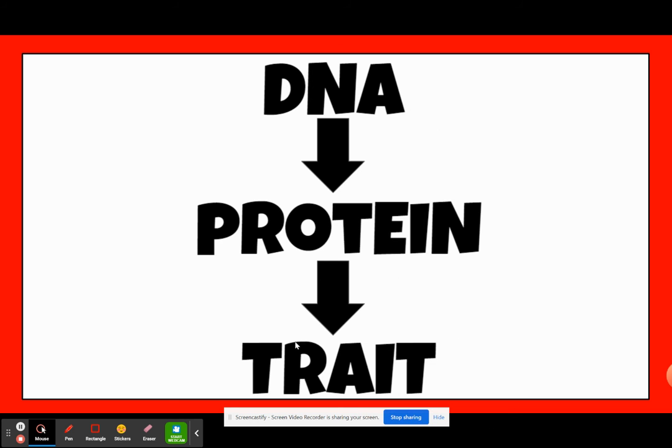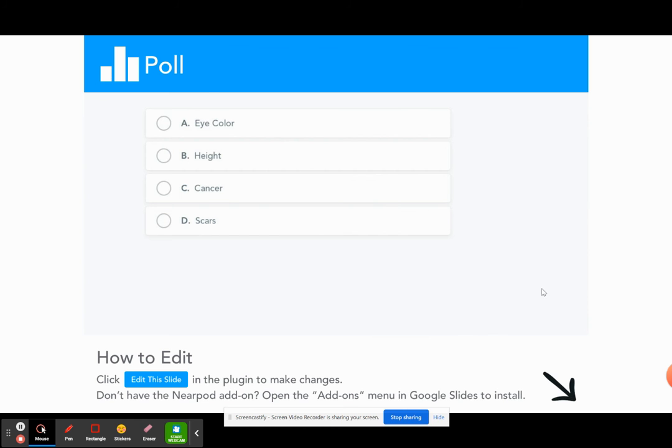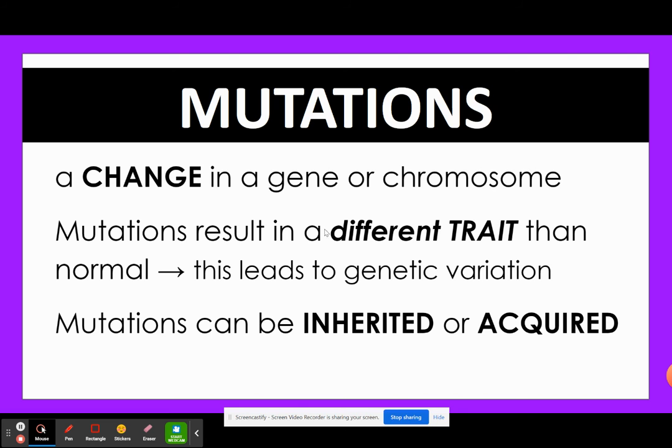We talked a lot more about traits than we did the proteins because you're going to get that more in high school, at the high school level. We've talked about mutations and how it's just a random change in your genes. We talked about how they can either be inherited from your parents or acquired, meaning the environment has changed your body and your DNA.